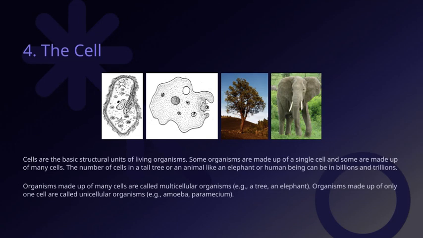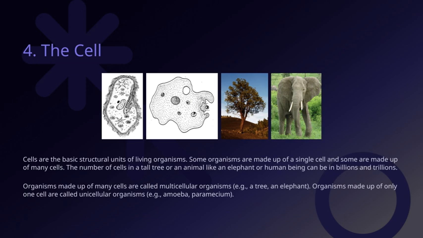Organisms that are made up of many cells are called multicellular organisms. For example, a tree or an elephant. These organisms have complex structures because their bodies are composed of numerous specialized cells working together. On the other hand, organisms made up of only one cell are called unicellular organisms. Think of amoebas or paramecia. They are single-celled but still alive and functioning just fine.